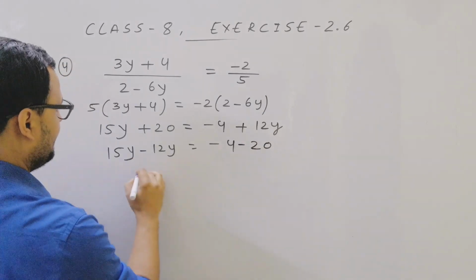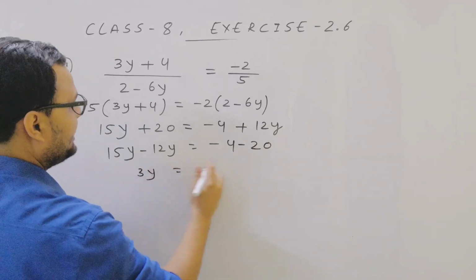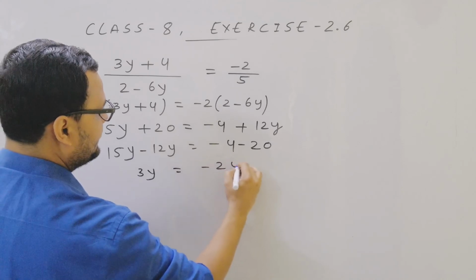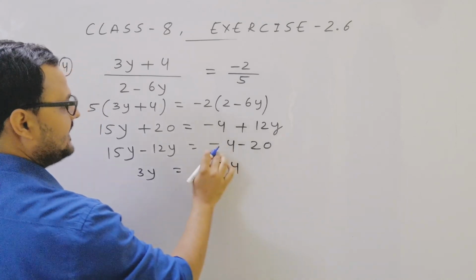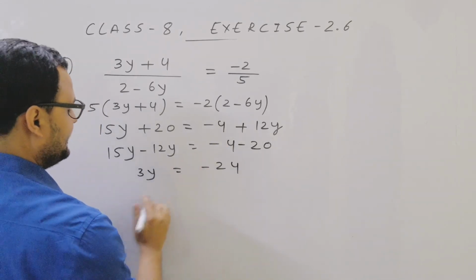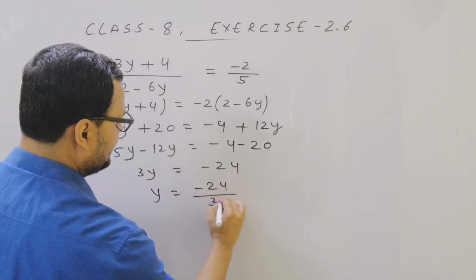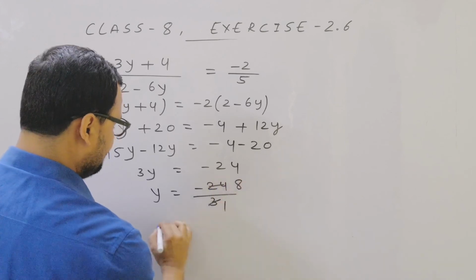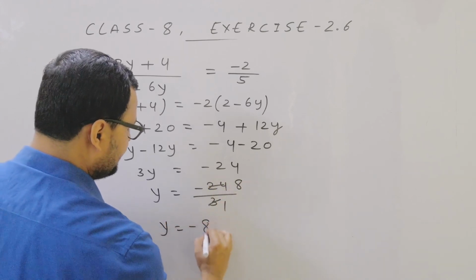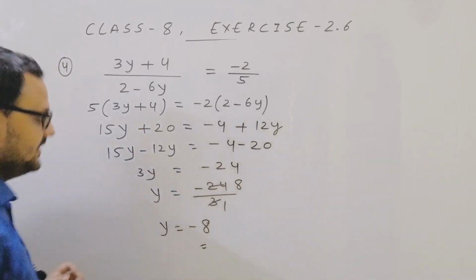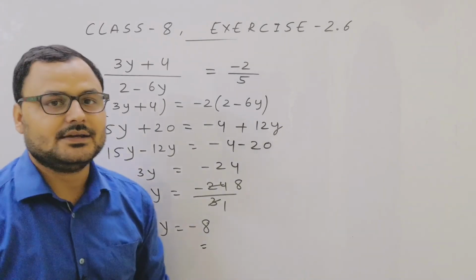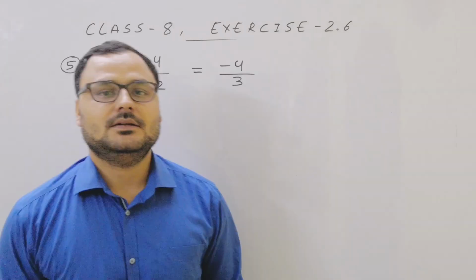15 minus 12, I got 3y equal minus 24. 4 minus minus, so we add the numbers and the symbol will be minus. So y equal minus 24 by 3. 3 8s are 24. So y equal minus 8. So for question number 4, the value of y equal minus 8.